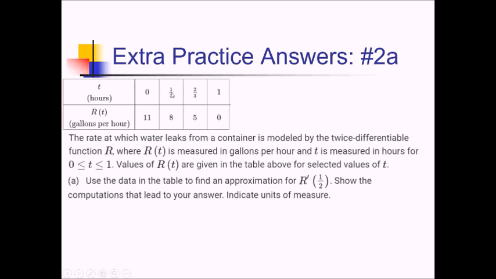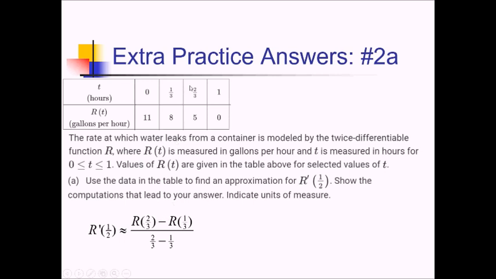I'm going to say r prime of 1/2 is approximately equal to r of 2/3 minus r of 1/3 over 2/3 minus 1/3. So this is a good setup, and again, notice I put approximately equals here because they're asking for an approximation. If I write equals here, I've already written something incorrect because this definitely does not necessarily equal my derivative. All right, so moving forward, I'm not quite done because what is r of 2/3?